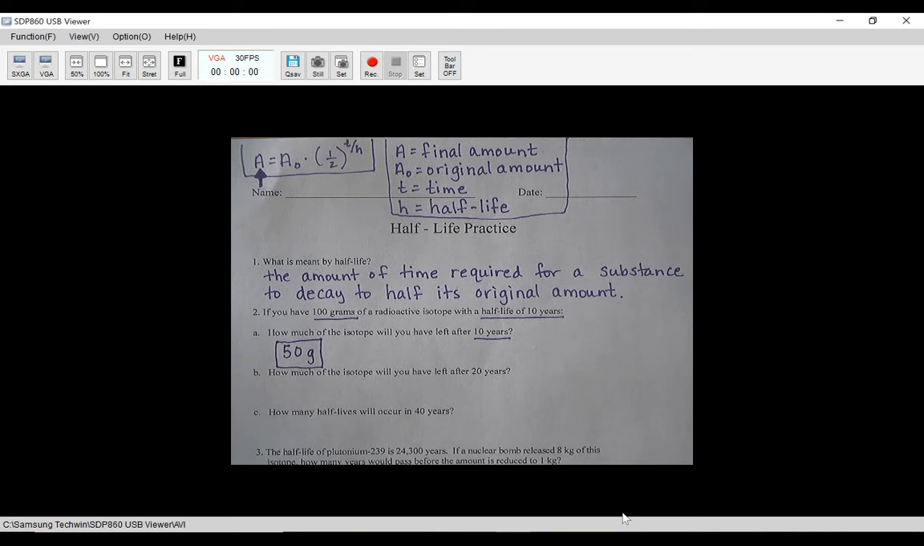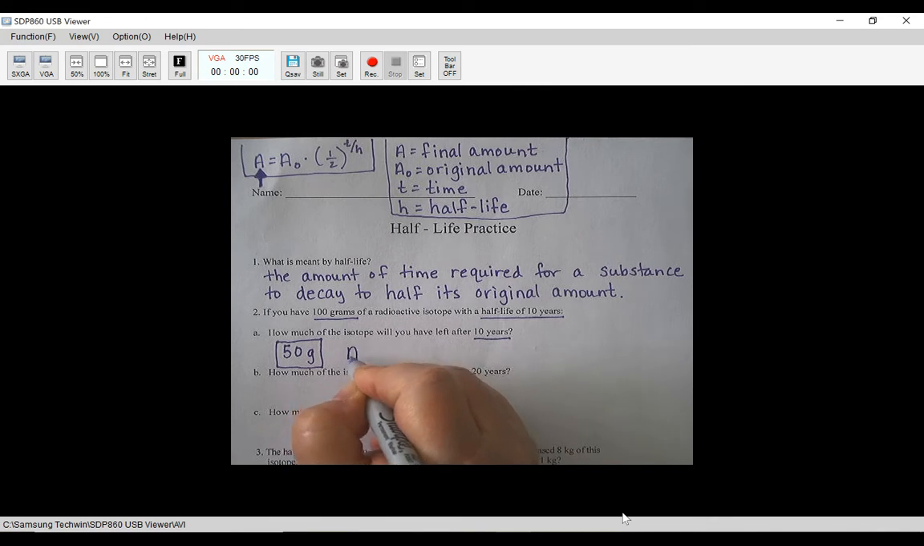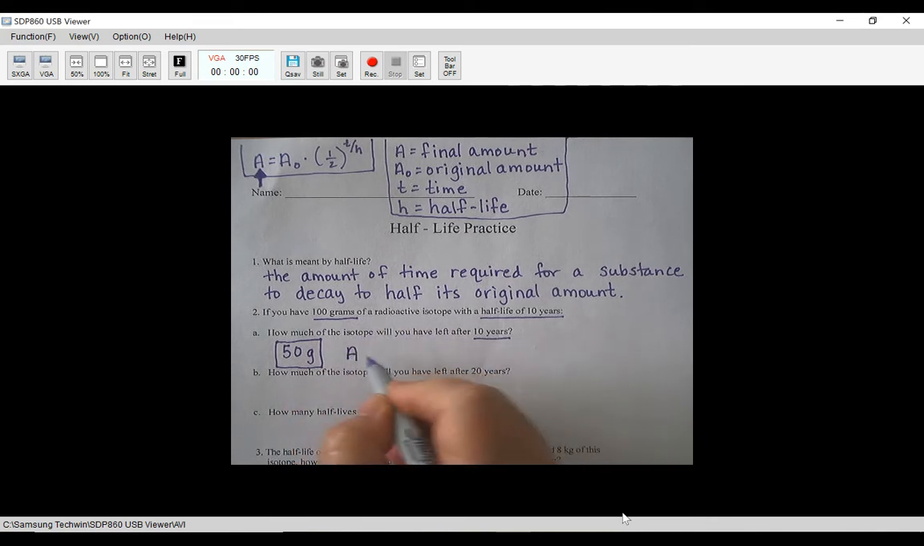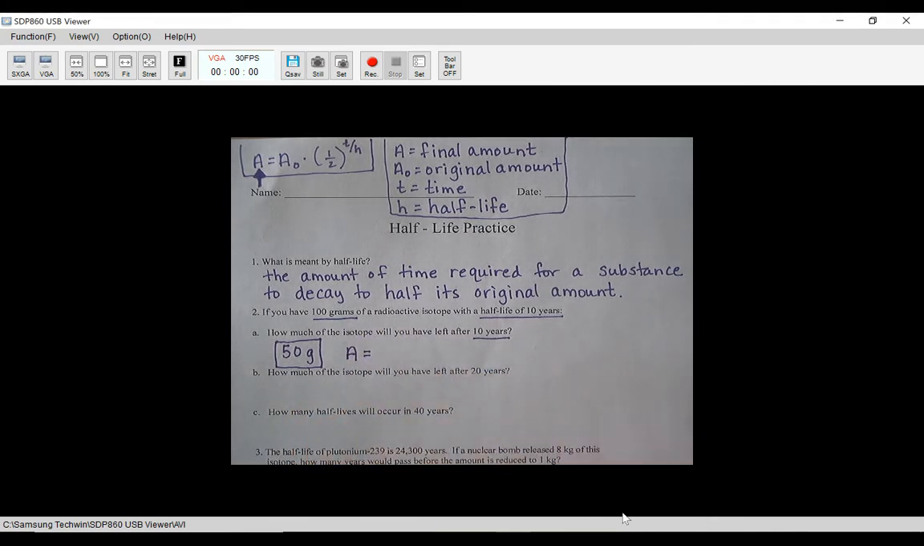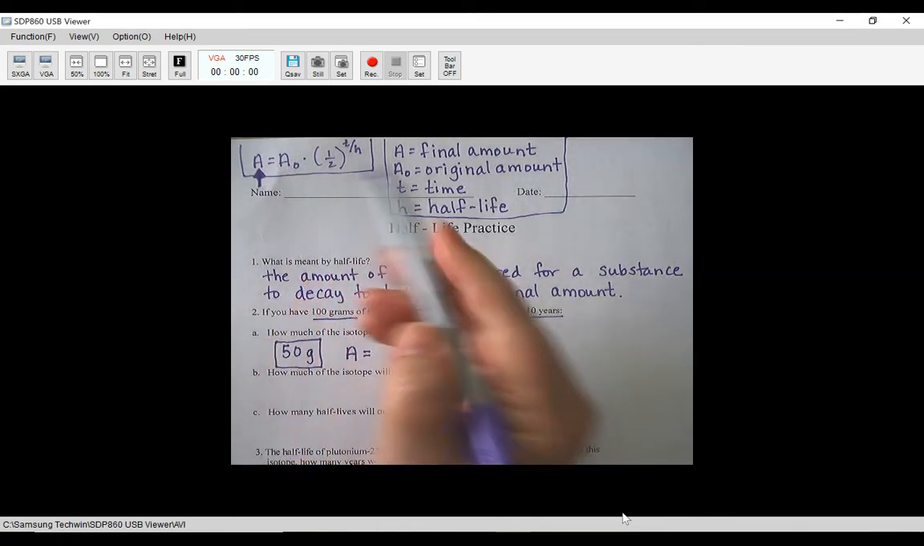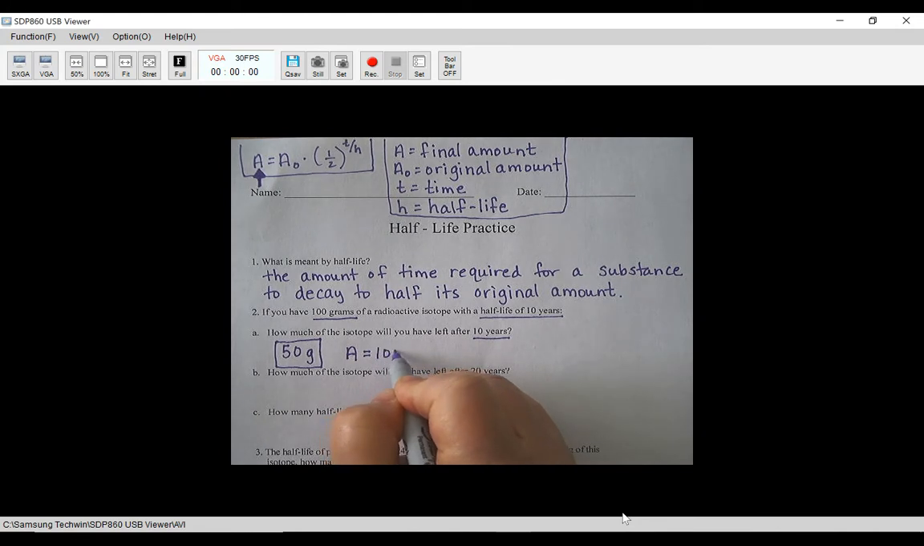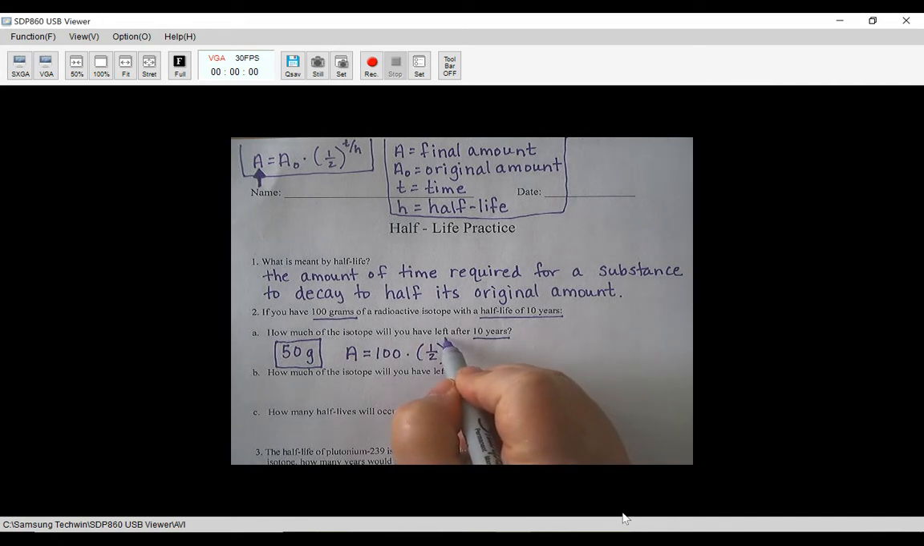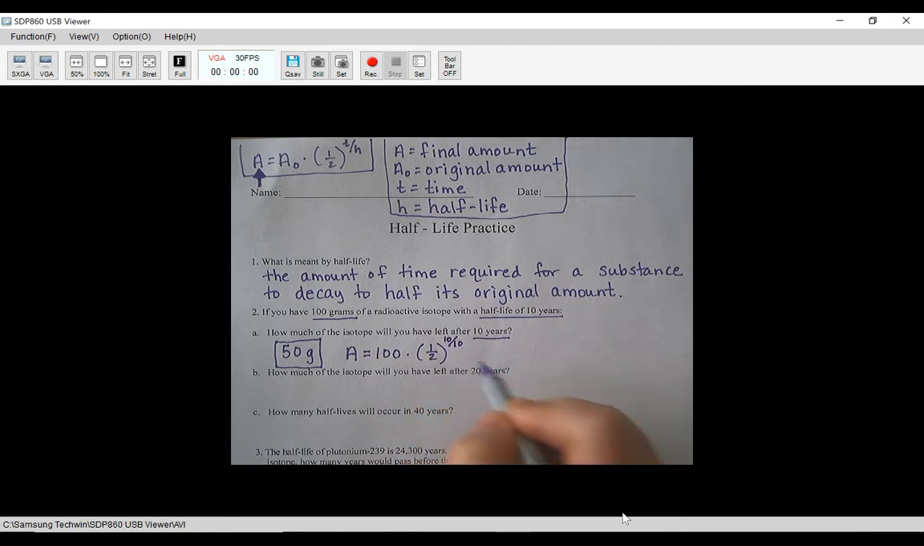But let's say you didn't realize that and you wanted to use the formula. It's asking for how much will you have left, which is a perfect opportunity to use the formula. The original amount goes here, that's 100, times 1/2. This is always 1/2 in these formulas. The time is 10 years, divided by the half-life, which is also 10 years. And if you did all that, you would also get 50.